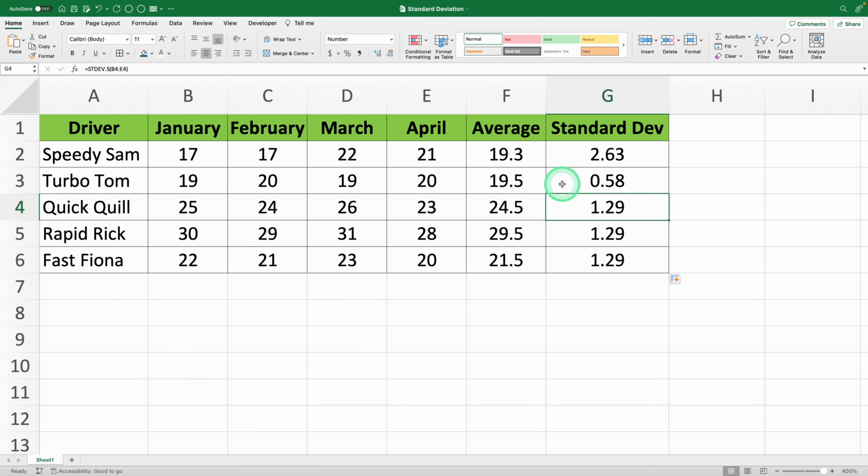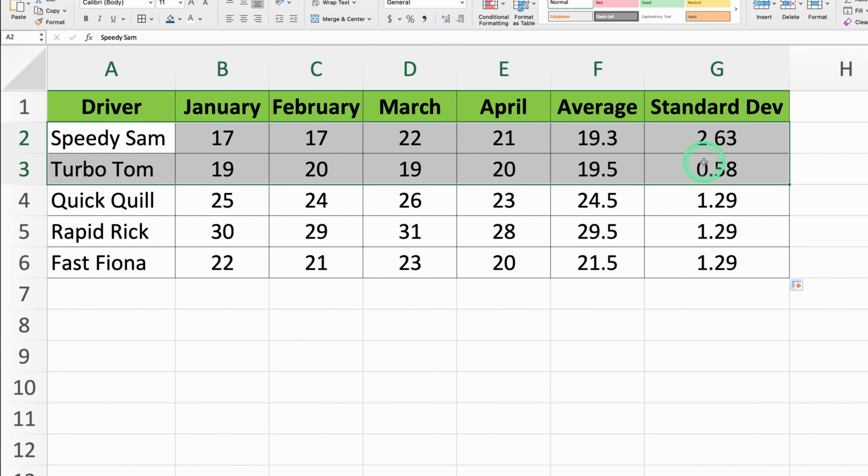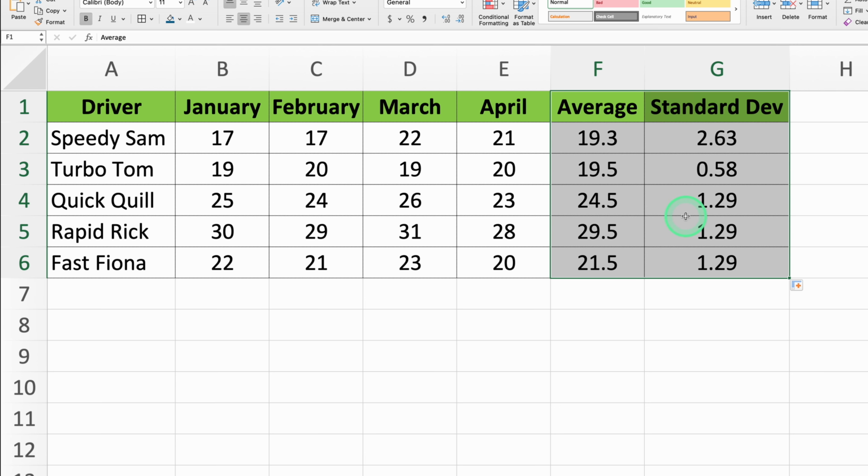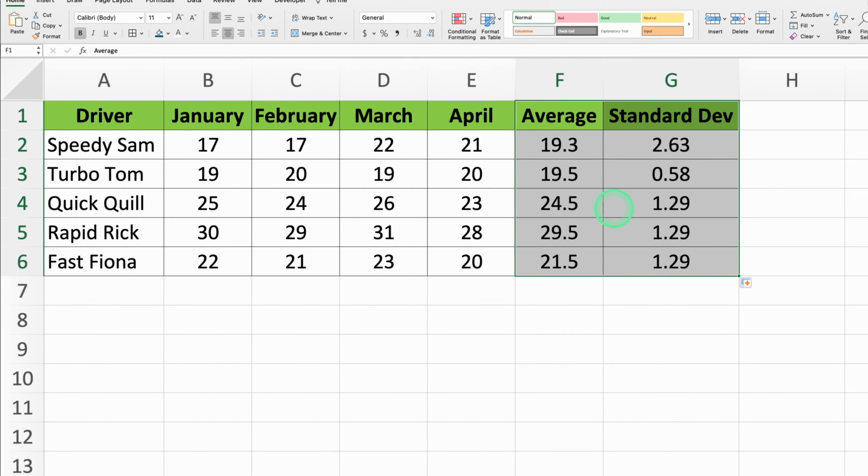By comparing the standard deviations, we can see who has more consistent delivery times. For example, Speedy Sam has a low average but a high standard deviation, indicating a lot of variability. On the other hand, Turbo Tom has a slightly higher average but a low standard deviation, making him more consistent. This shows us that by analyzing both the average and the standard deviation, we can get a more complete picture of each driver's performance. The lowest average doesn't always mean the best performance. Consistency is also key. Cool, huh?